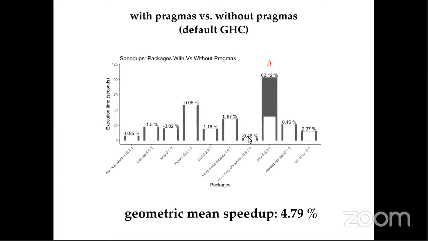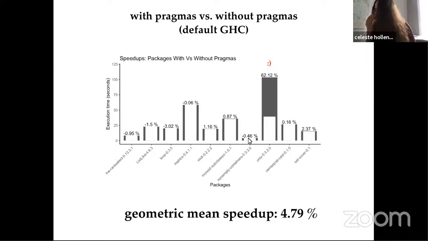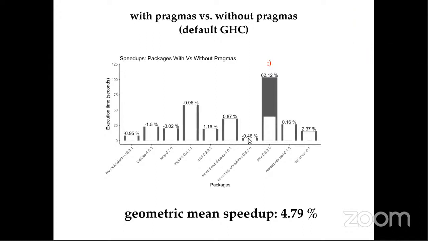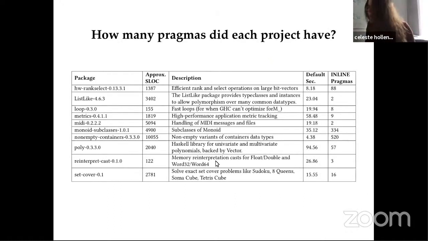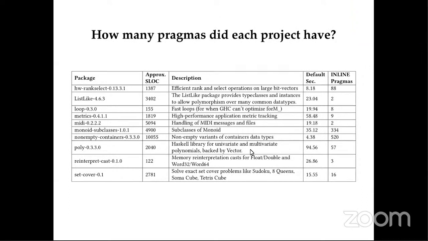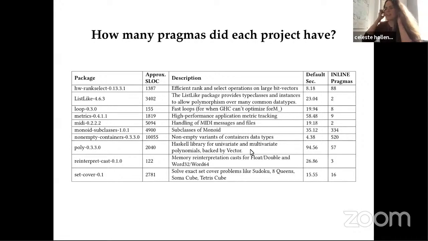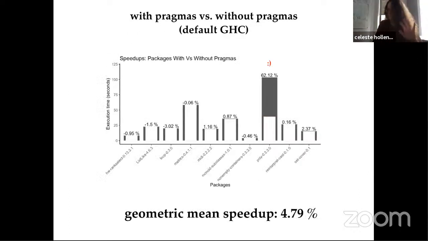And here, yeah? Is polysemi the effect library? I don't think so, no. Okay. I don't think I have the descriptions. Actually, maybe I do. Haskell library for univariate and multivariate polynomials backed by vector. Okay, yeah. Thank you. I did check that that package was still being maintained, and it seems to be in use. So it seems to be substantial. But again, I'm not an expert.